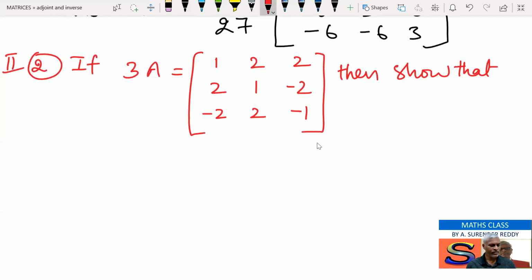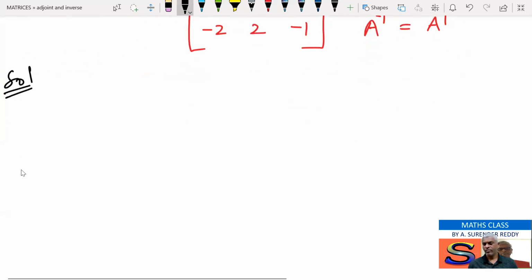A inverse is equal to AT. A special problem, we have to show that A inverse is equal to AT. By making use of the definition, A inverse is equal to B if and only if AB is equal to BA is equal to I, making use of that definition, we prove this one.